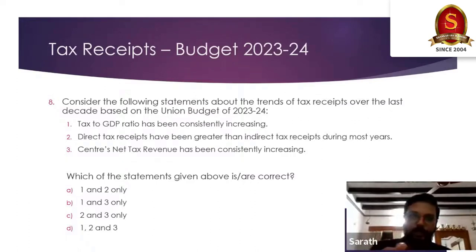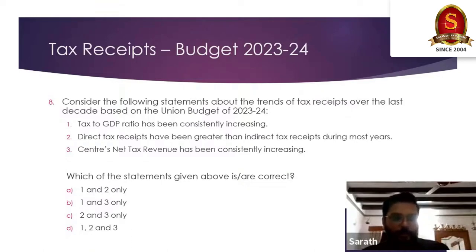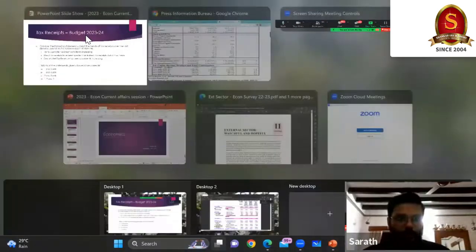And the next important word to focus on is: direct tax receipts have been greater than indirect tax receipts during most years. It doesn't mean every single year over the last decade. If in more than 5 years over the last decade direct tax is greater than indirect tax, that's good enough. Most means majority, more than half. That is all that is necessary. Okay. All right. So let's take a look at the data now.